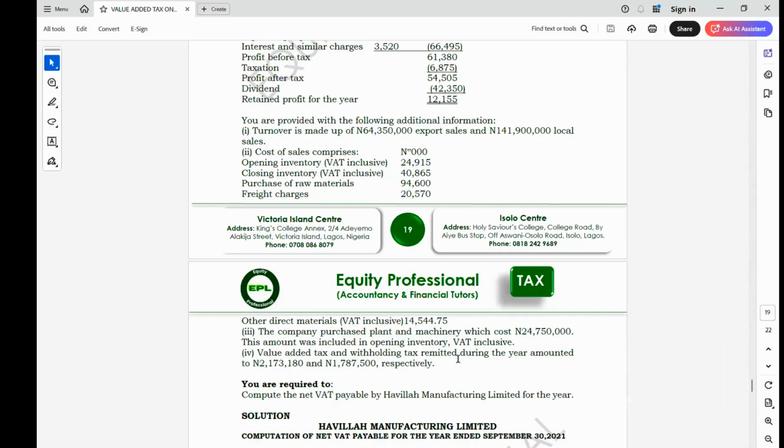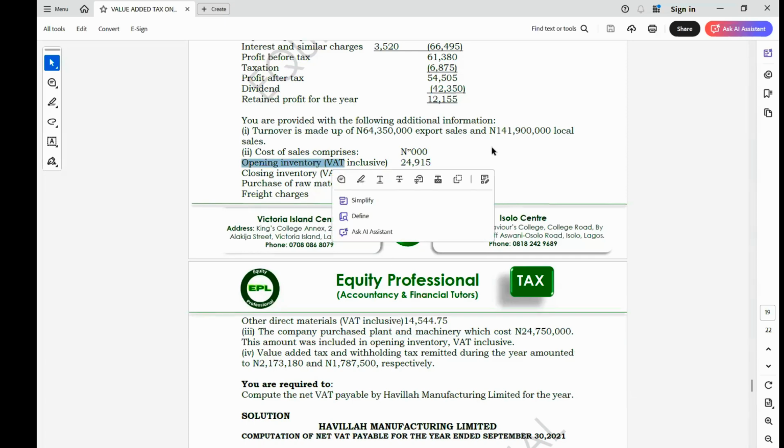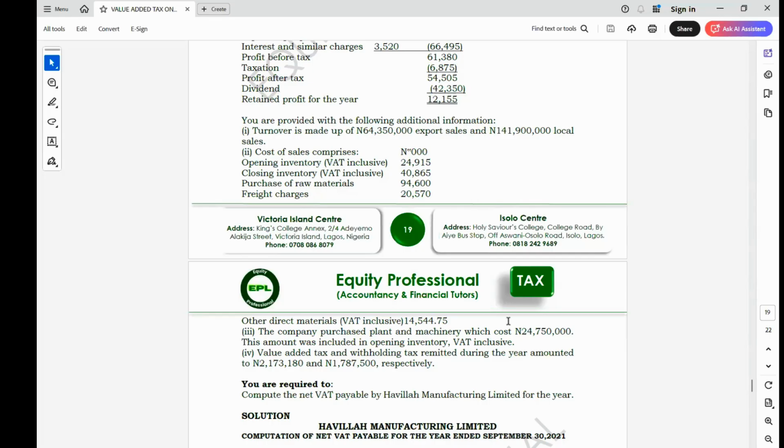Capital. Which type of expenditure? Capital expenditure. That means we are not going to add it as part of our input VAT. We must eliminate it from this opening inventory. So we are going to eliminate this amount of plant and machinery that is included in the opening inventory in our computation.